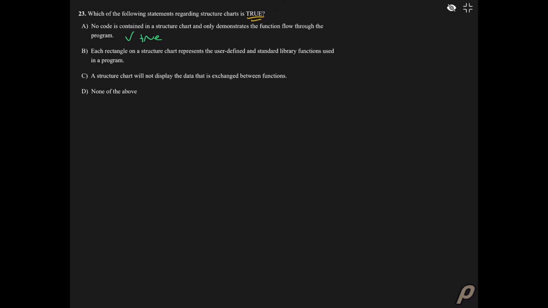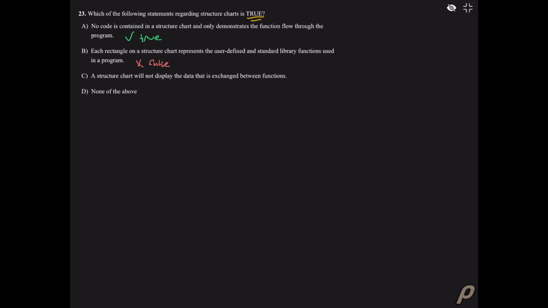B says each rectangle on a structure chart represents the user-defined and standard library functions used in a program. This is false. When I'm recording this, I don't have the materials available with me, so I can't remember exactly what a rectangle represents. I'm pretty sure it's something being executed or calculated or some sort of process. But I do know that it is not user-defined or standard library functions. Be sure to look in your textbook or your course notes for what the rectangle actually is, but do know that that is false. Sorry I don't have the answer readily available for that one.